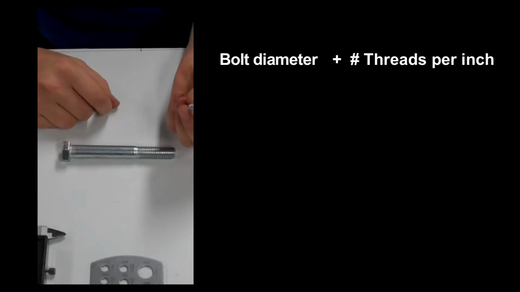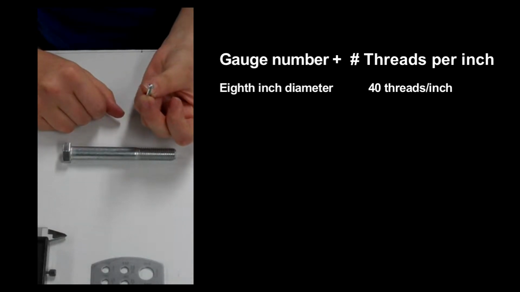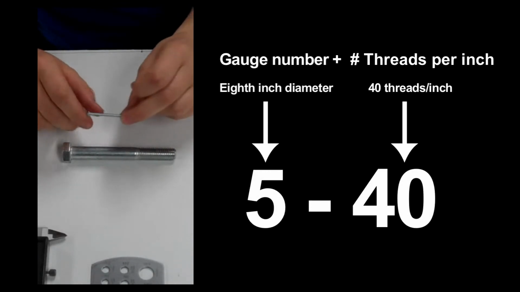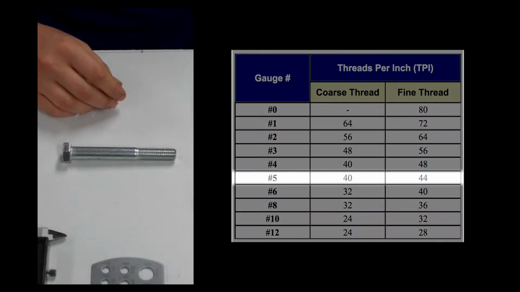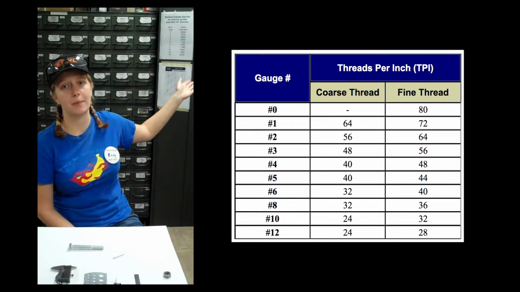Bolts that are smaller than 1/4 of an inch are designated by a gauge number. So a bolt of a 1/8 inch diameter and 40 threads per inch is called out as 5-40. Here's a list to show you which diameters correspond to which gauge sizes. You can find a copy of this list displayed on the fastener cabinet here in the stockroom.